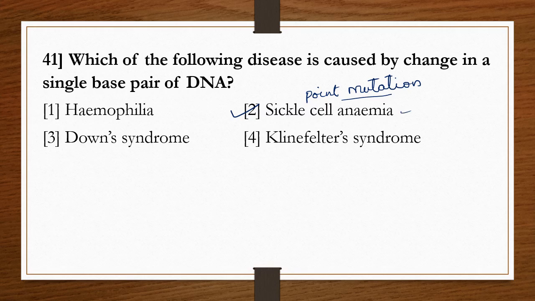Down syndrome and Klinefelter syndrome are chromosomal disorders. Hemophilia is a Mendelian disorder.